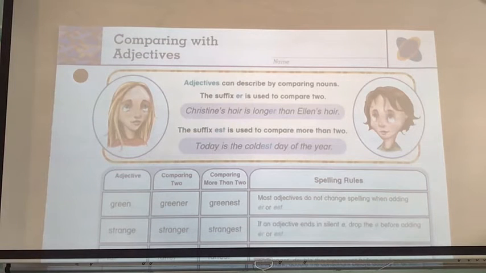Today we're going to use adjectives to compare. So you saw in the first part of the video that we're using two suffixes, ER if we're just comparing two things, and EST if we're comparing more than two. So the first sentence we have is Christine's hair is longer than Ellen's hair. So we're comparing hair, and it's just two people, so we just add ER to our adjective of long. The next one says today is the coldest day of the year, which is pretty funny because it's probably really hot outside. They used EST to add on to their adjective of cold because it's more than just one day in the year. So we're going to take a look at the chart that they have for us and pay attention to some of the spelling rules they give us.